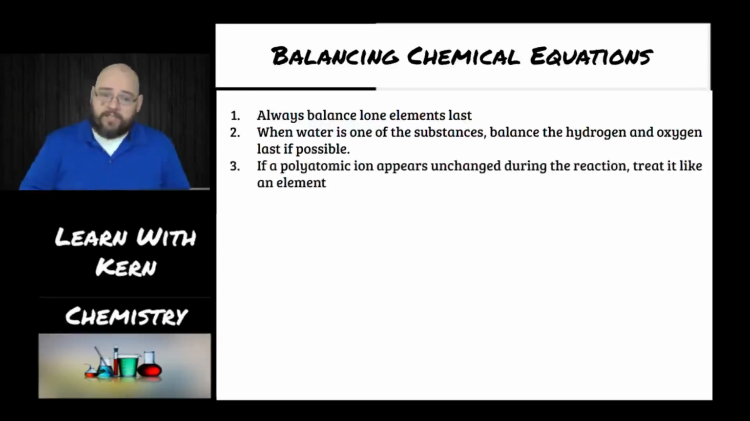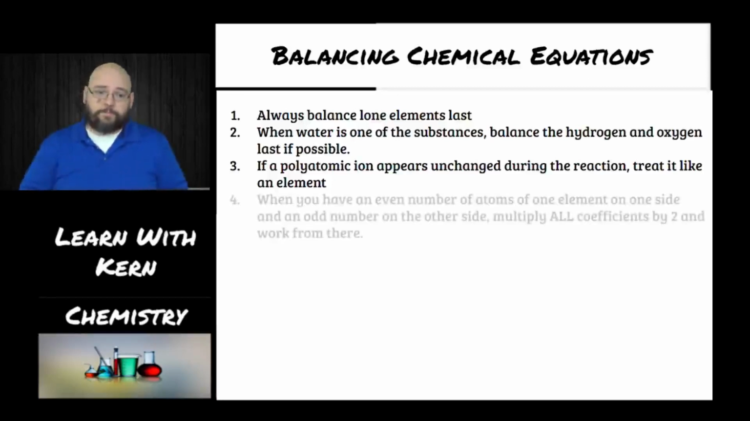A third helpful hint is if you have a polyatomic ion and it does not change from the left to the right side of the reaction, treat it like an element instead of separating it into its elements. So if you have something like sulfate, SO4, on the right side of the equation and SO4 on the left side of the equation, then treat SO4 as if it was an element instead of treating it as sulfur and oxygen. It just makes the counting easier. You could separate it into the elements if you want. That is totally doable, but oftentimes treating the polyatomic ions like an element will make the balancing a little bit smoother.